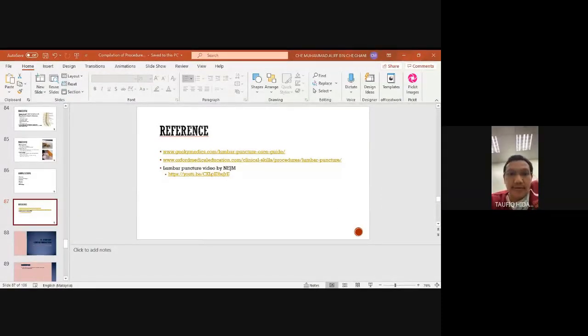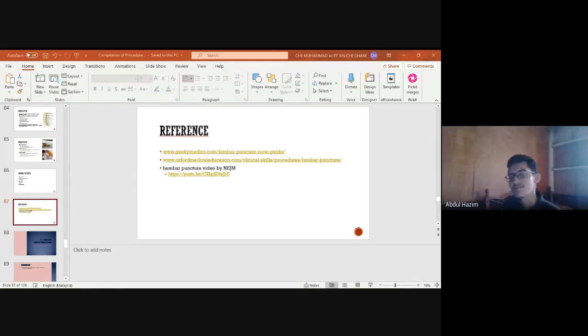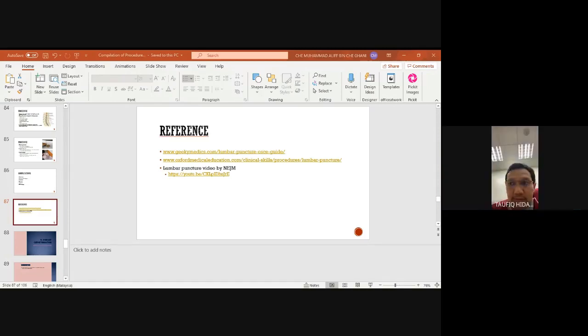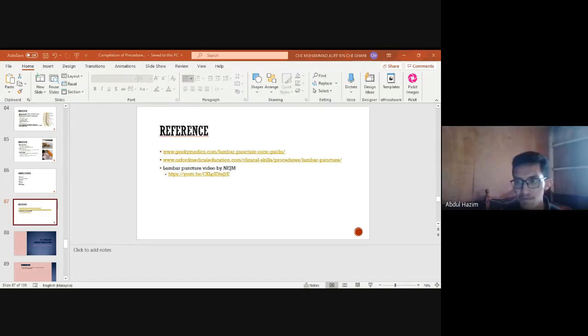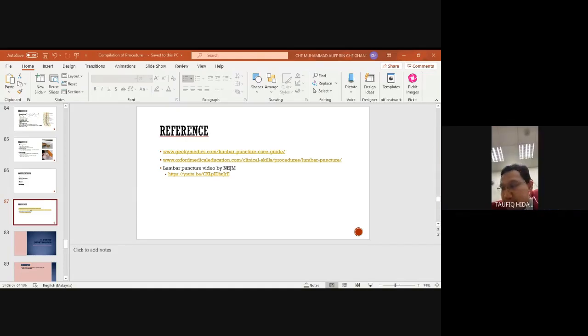Okay, question? Tak ada juga. So apa? Position, Hazim. Position of the patient tu flexion ke extension? Flexion. The patient needs to flex. So increase the space between the vertebrae. Is sempit sangat, very narrow space ya.